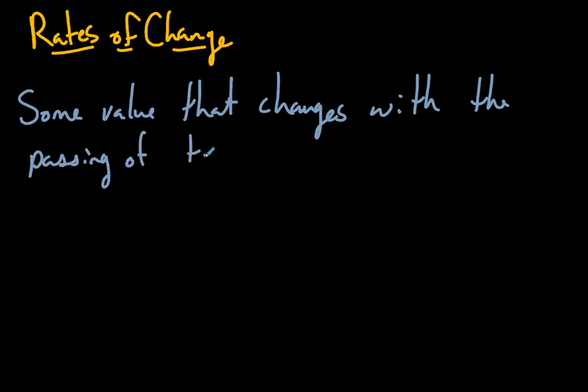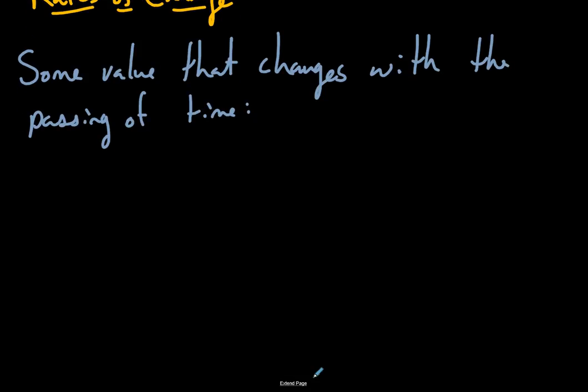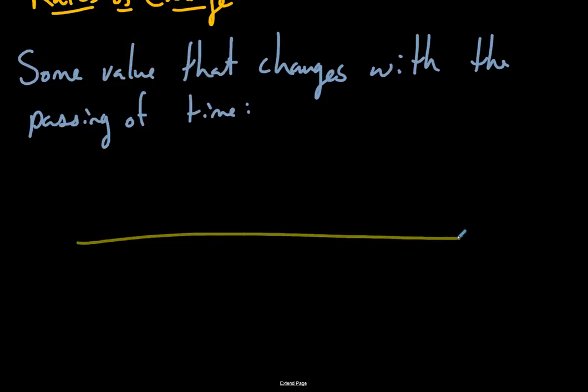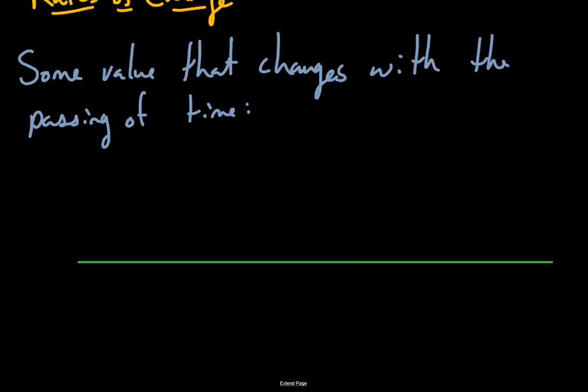And the first rate of change we're going to look at is a rate of change in position, okay? So to do that, let's draw ourselves a number line to keep track of what's going on here. Uh-oh, it's not a straight line. Let's try that again. There we go. Okay, so I'm just going to make myself a simple number line here. And we're going to imagine an object moving around on the number line, okay?